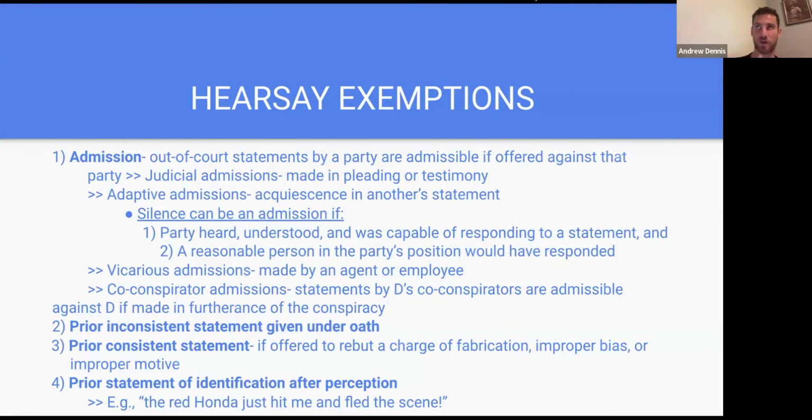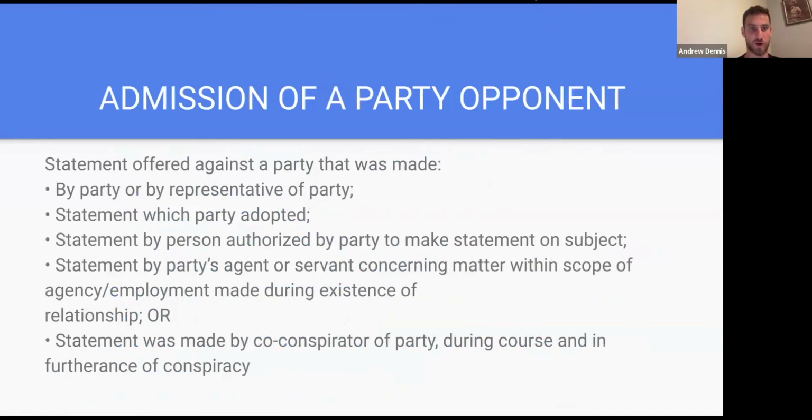So remember the categories: non-hearsay, exemptions. The main type of non-hearsay, I would say, is to show effect on listener. The main type of hearsay exemption, I would say, is the party opponent admission. Now we get into, oh, here's a party opponent admission.